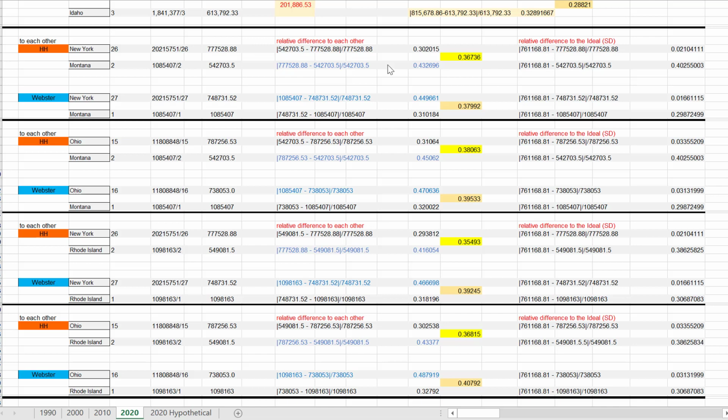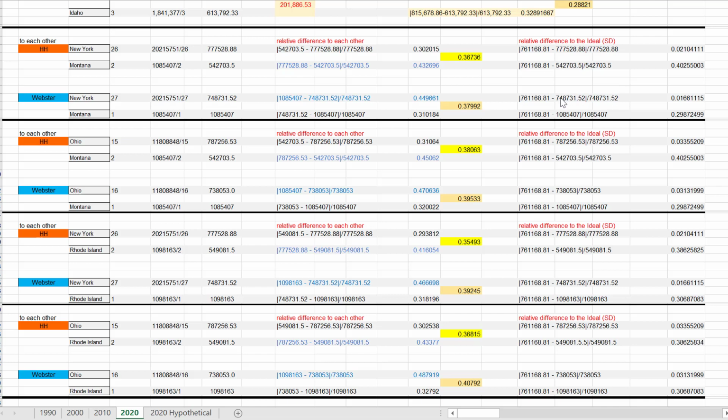So if you compute this relative difference for Huntington Hill, and I'll do it for each of the 2 states, that is, I'll take the state's people per seat, subtract it from the country's people per seat, divide by the state's people per seat. So that's the relative difference to the ideal. And I'll get these 2 numbers. So here you might want to do it for each state.